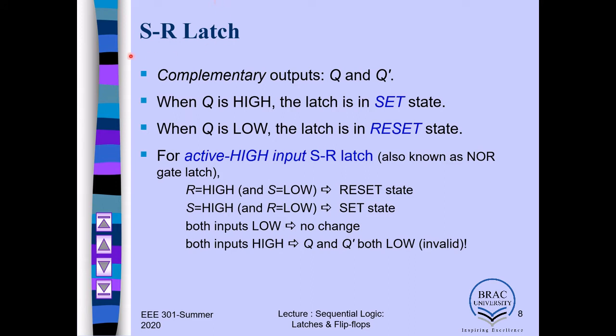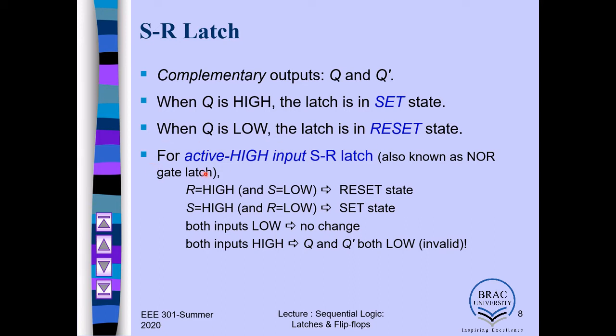SR latches. The complementary outputs of an SR latch are Q and Q prime. When Q is high, the latch is in the set state. Q high means set state and Q low means the latch is in the reset state.